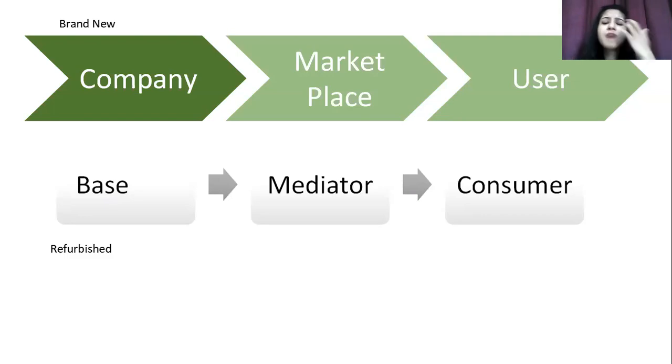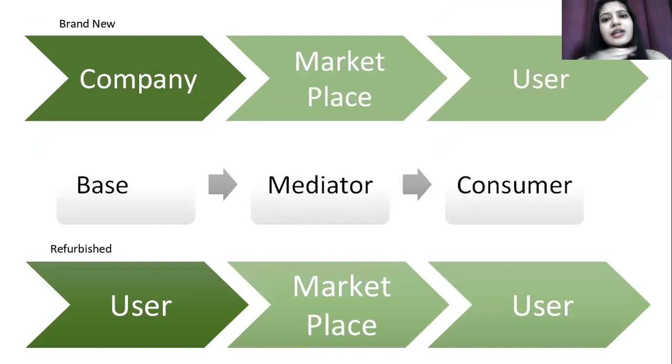Now talking about this pathway, what does this pathway mean? Company first brings the product to the market, then the user buys it. This is what brand new is all about. Now this brand new product is being used by the user. It is a pre-owned gadget. Now what happens is that the user wants to sell this product, so the user sells it off, gives it back to the marketplace, wants to resell it. This pre-owned gadget is resold out there.